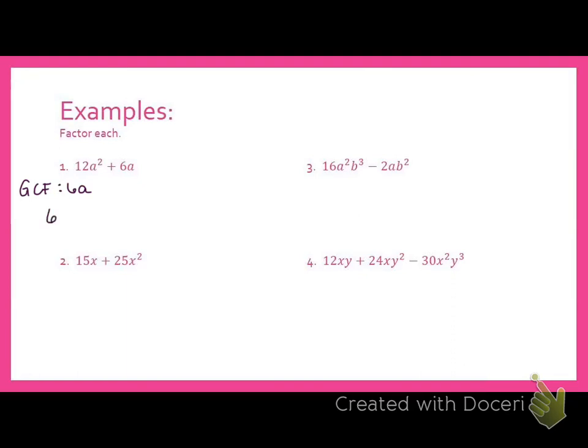So the GCF goes out front. We divide everything by 6a. What's 12a squared divided by 6a? 2a. Good. And what's 6a divided by 6a? 1. Plus 1. Don't forget to put that plus 1 there. It's going to bother me.